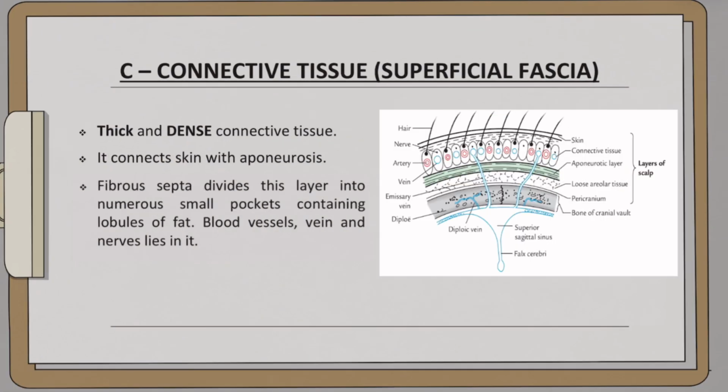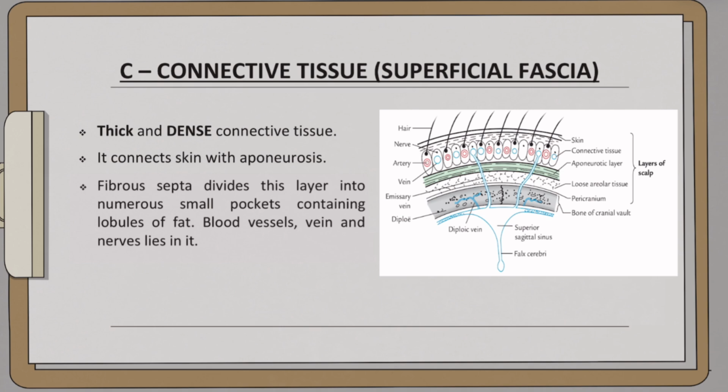The second layer is known as connective tissue. It is also known as superficial fascia. It is thick and dense. It connects the skin with the aponeurosis. So in this picture you can see this is the first layer, skin, and this is the third layer, Galea Aponeurotica. The thick connective tissue connects the first layer with the third layer.